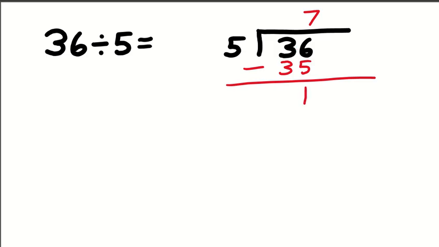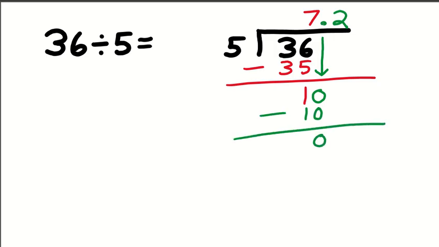1. Now, we've run out of numbers over here, and so what we can do is drop a decimal right there. Whenever we drop a decimal, we also bring down a 0. If we bring down a 0, we now have 10. And we ask ourselves, how many times will 5 go into 10? 5 will go into 10 twice. 2 times 5 is 10, and 10 minus 10 is 0. And thus we have our first answer of 7.2.